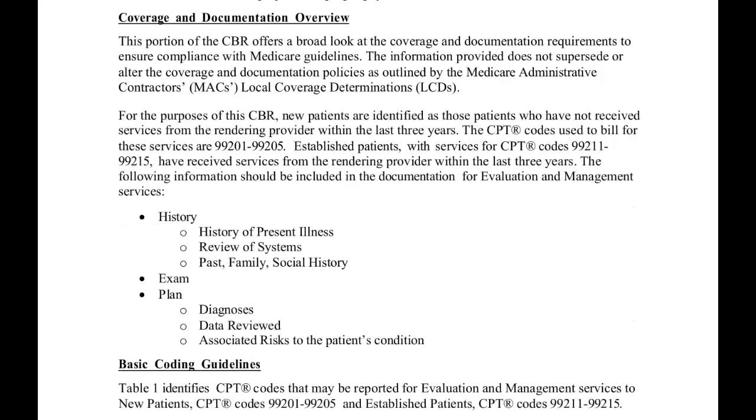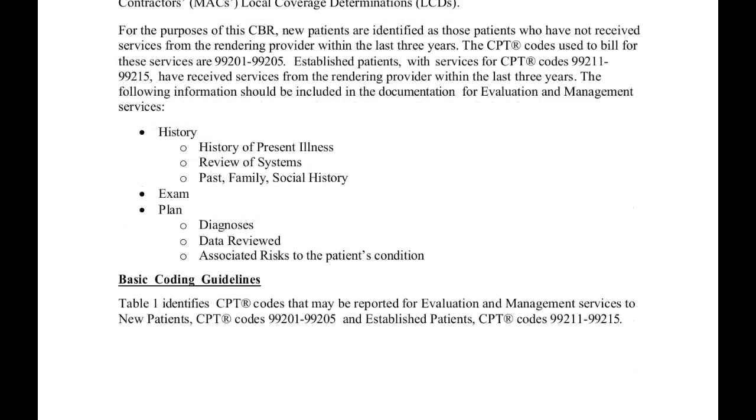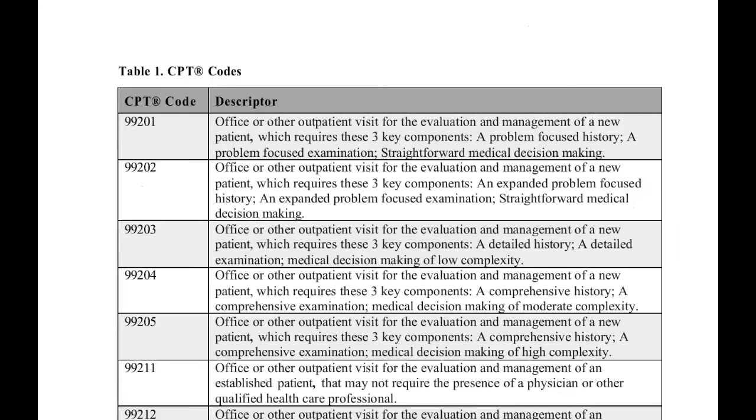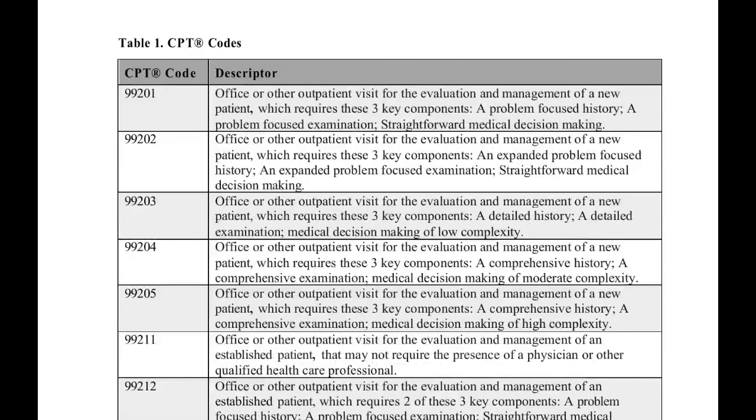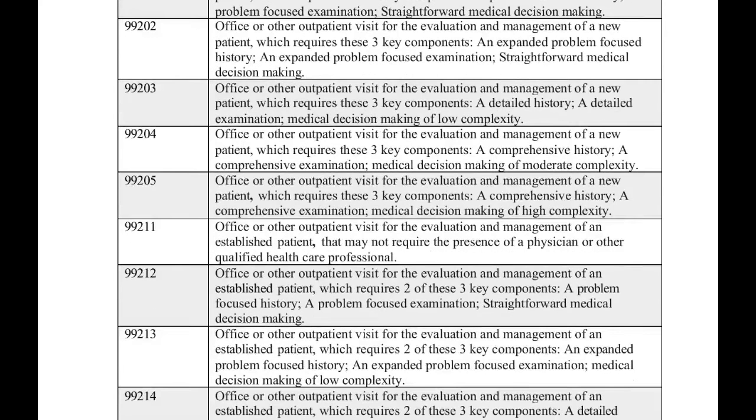In this case, they are evaluation and management codes, so you can see that we looked at the history, the exam, and the plan when you are choosing your code documentation. And then we have basic coding guidelines. So again, for this specific CBR, we're looking at evaluation and management codes. This table and this section of the CBR is just a refresher on the descriptors of those specific CPT codes for office visits. So you can see here the new and established patient visit codes and their descriptions and their components.